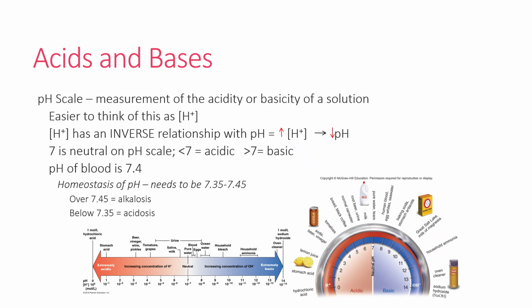Now, the only thing that's kind of tricky here is, even though you're looking at this and saying, well, we're still over 7, so why is it acidic? Well, because relative to neutral of the body, the pH of the body, this is more acidic than we're used to. So this is all relative to the pH of blood, which is 7.4. So anything below 7.35 is considered acidosis.